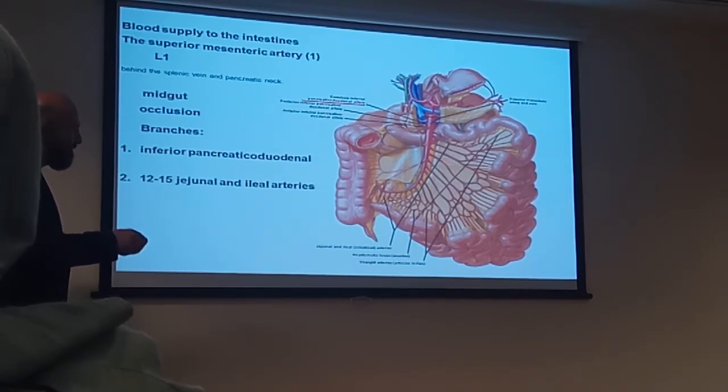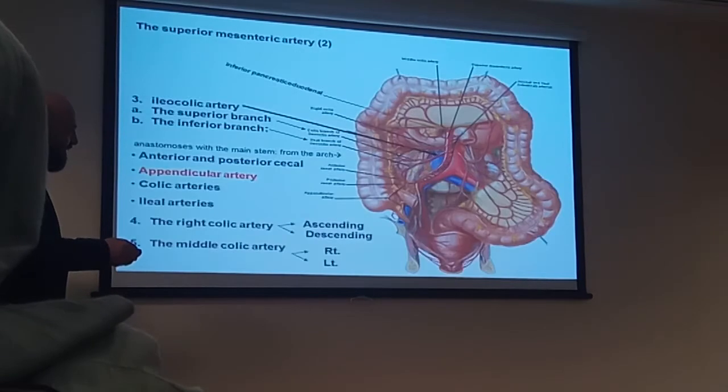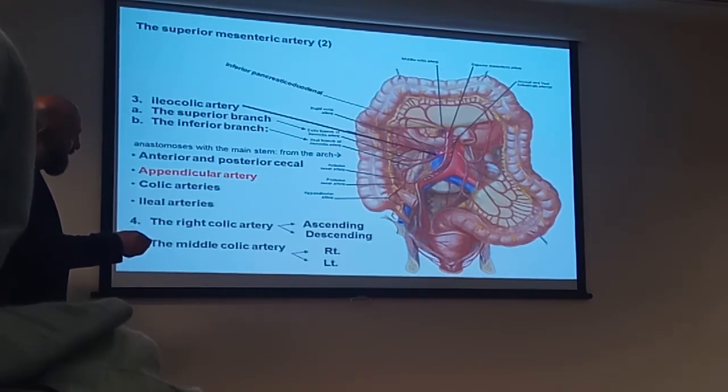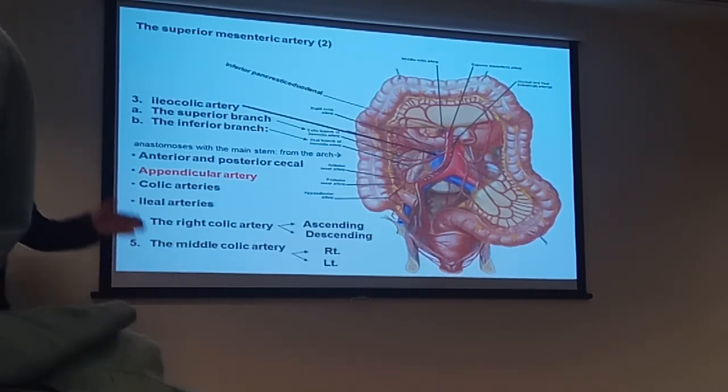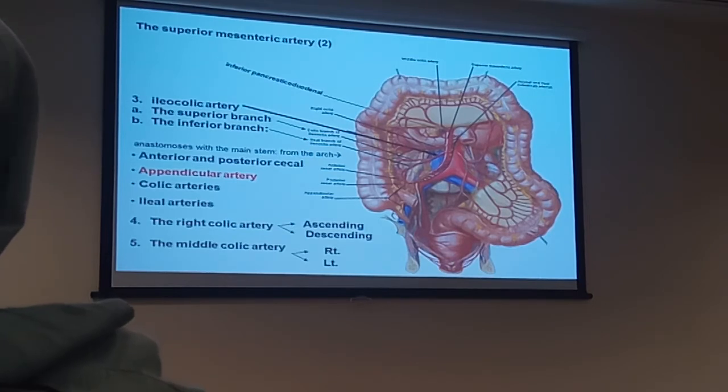Then we will have 12 to 15 duodenal and ileal branches. And then we'll have ileocolic. Then we'll have the right colic. Then we will have the middle colic. Right? Done. Now these colic arteries, they will divide into upper and lower, or superior and inferior, or right and left. It does not really matter.